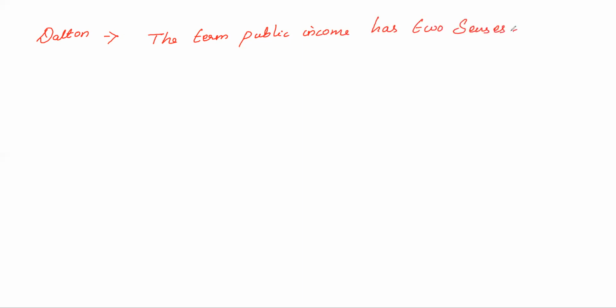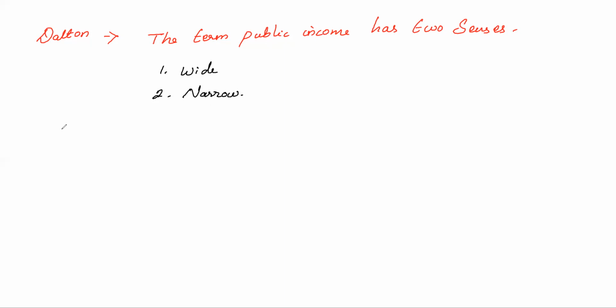That's all. So next one is according to Dalton, the term public income has two senses: wide and narrow. First one is wide and the second one is narrow. In its wider sense, it includes all the incomes or receipts.